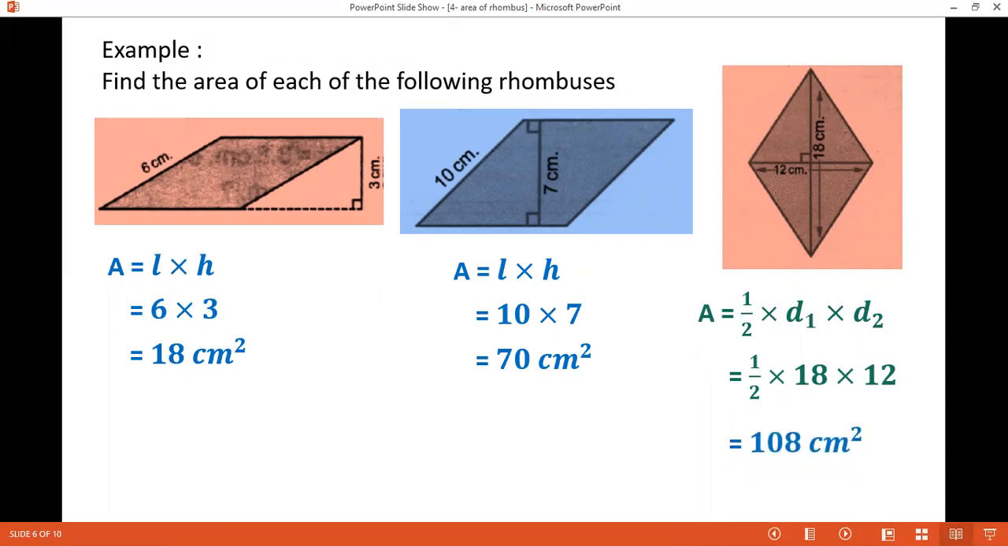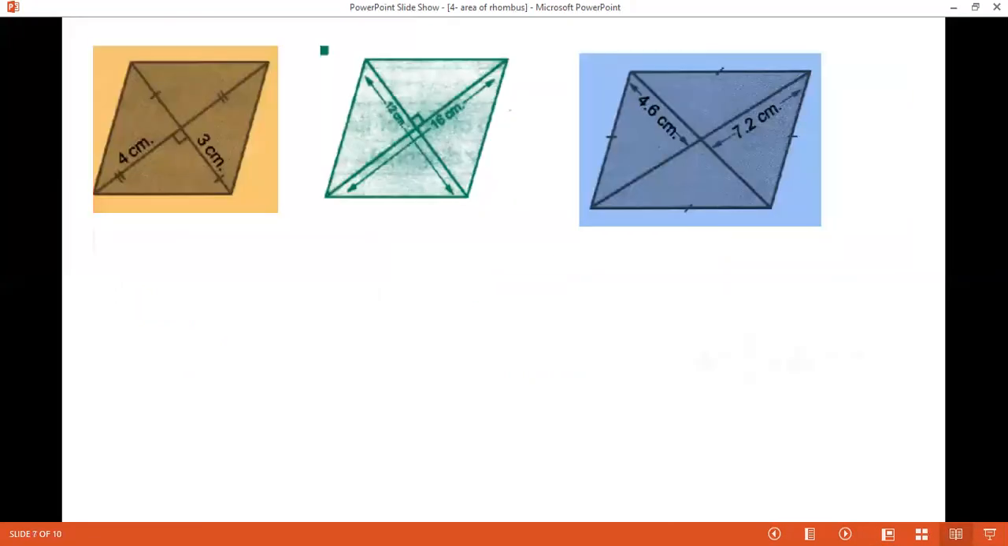Okay, there's a difference between the diagonals of the square and the diagonals of the rhombus. The diagonals of a square are equal in length, so the rule is half by D by D, and the diagonals of a rhombus are different in length, so its rule is half by D1 by D2.